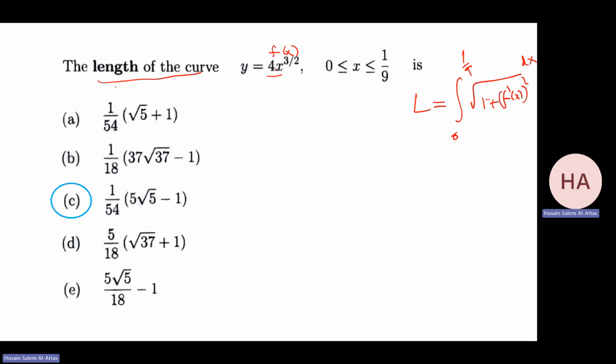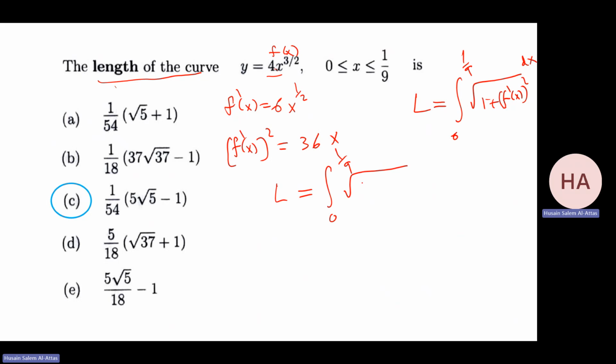Okay. Now I will do f prime. F prime will be what? 12 over 2, 6, x to the power half. So what is f prime squared? That will be 36x. No need for an integration method, just the basic one. So I have from 0 to 1 over 9, square root of 1 plus 36x dx.